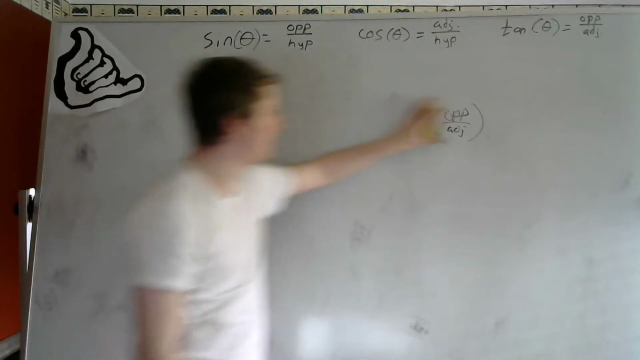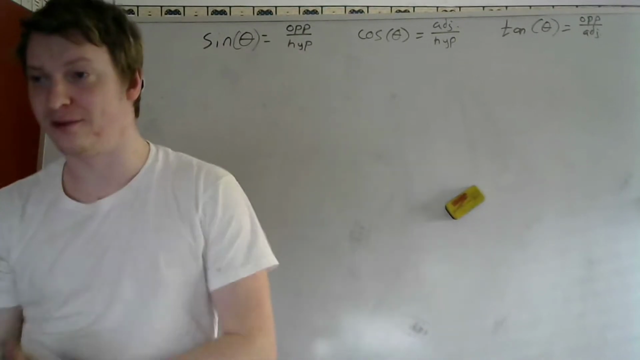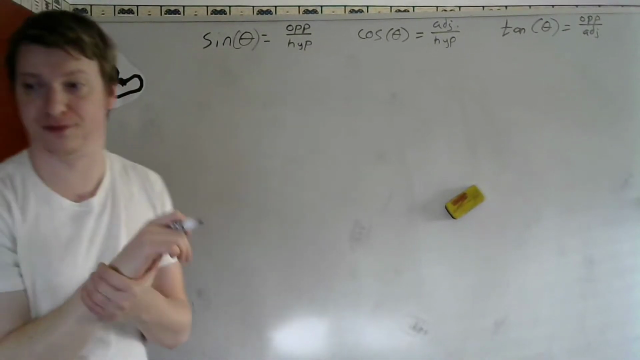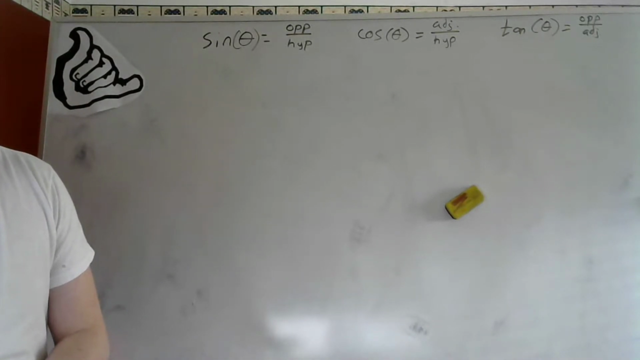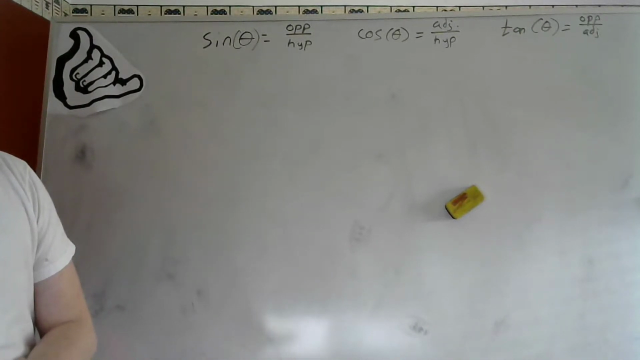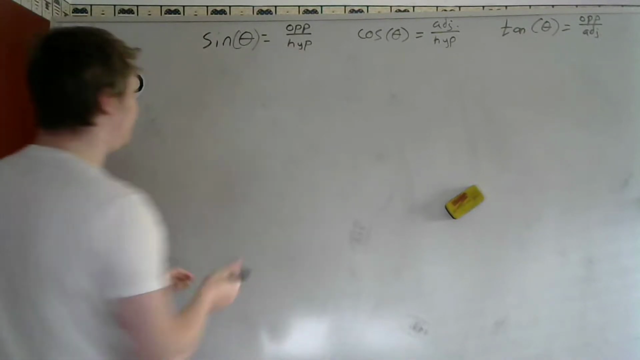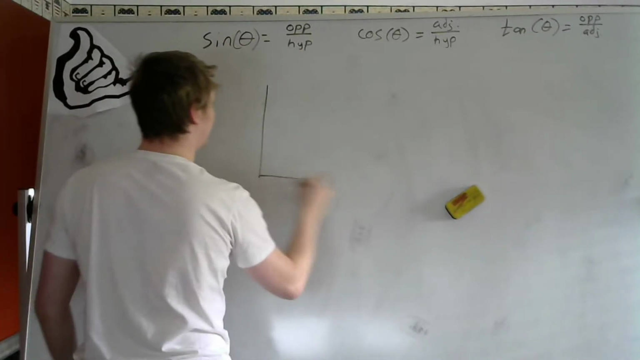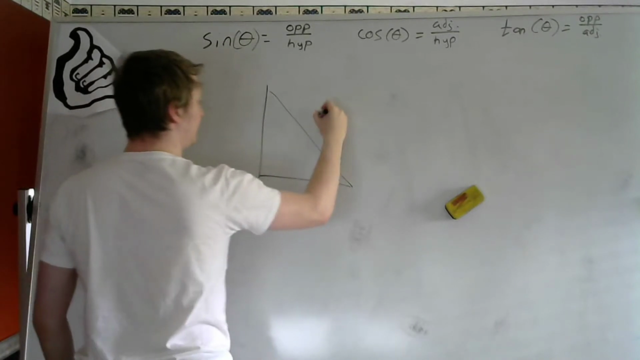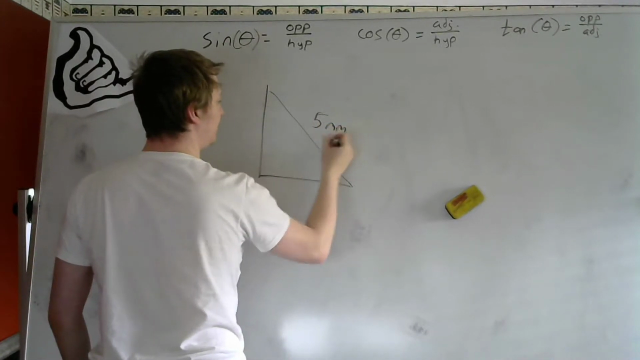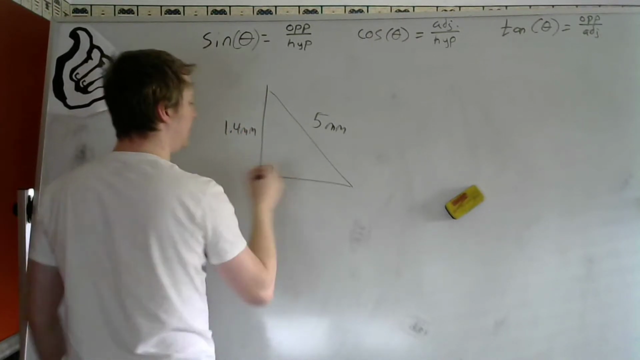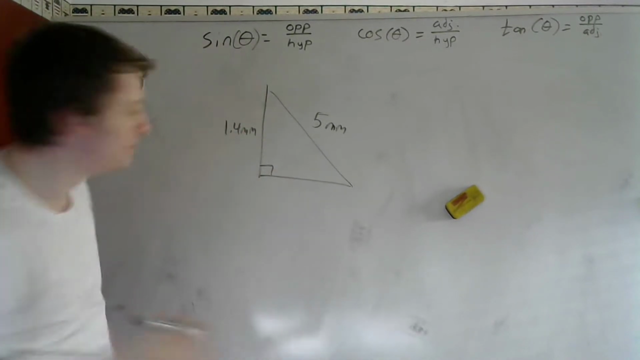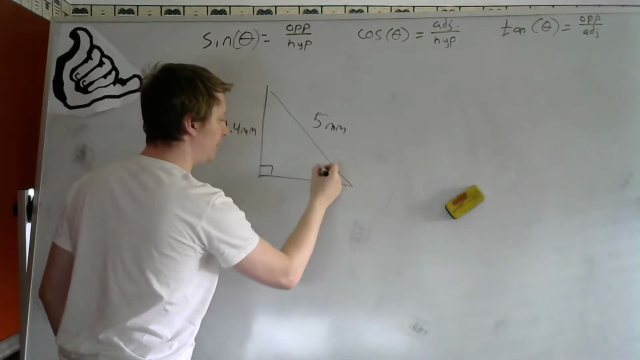Okay, so first example, and I'm just going to take these again straight from the assignment that I'm giving you. So the first one, we've got a right triangle that is 5 millimeters on the hypotenuse and 1.4 millimeters on a leg. So here is 5 millimeters and 1.4 millimeters. And the problem is requesting this angle down here.